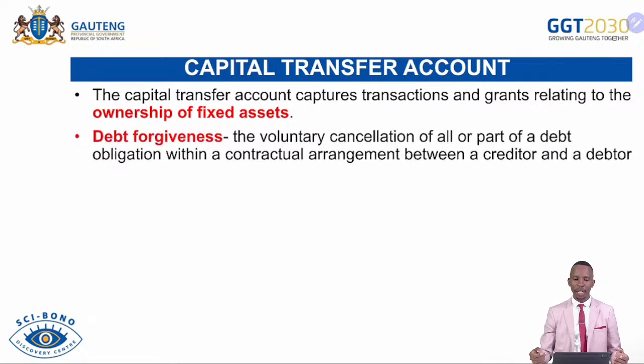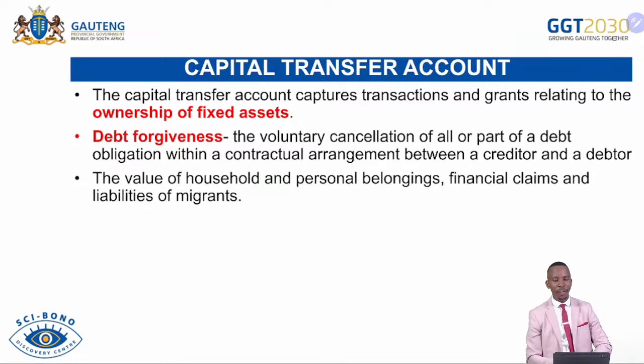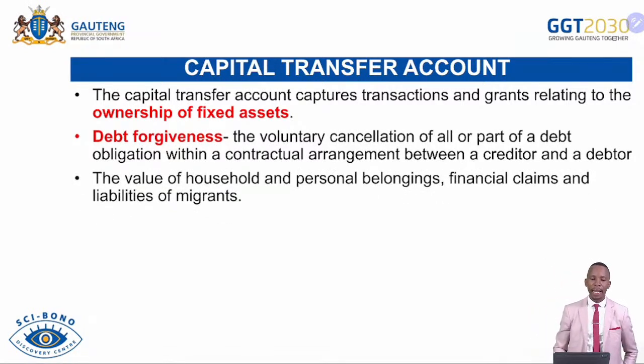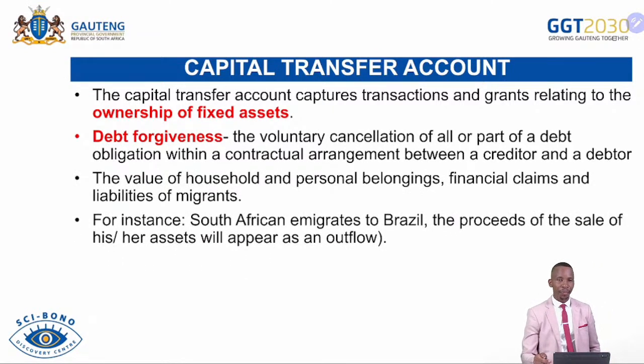So we say capital transfer account: capital transactions and grants relating to ownership of fixed assets. Debt forgiveness, the voluntary cancellation of all or part of a debt obligation within the contractual arrangement between creditor and debtor. If ever you were owing a particular bank in a particular country, and then they decide to write off your debt, that capital will be transferred because you had their capital. Now, it's as if they are giving it as a gift because in this case, you are no longer willing to pay, you had a bad debt. So we call that debt forgiveness internationally. The value of household and personal belongings, financial claims and liabilities of migrants.